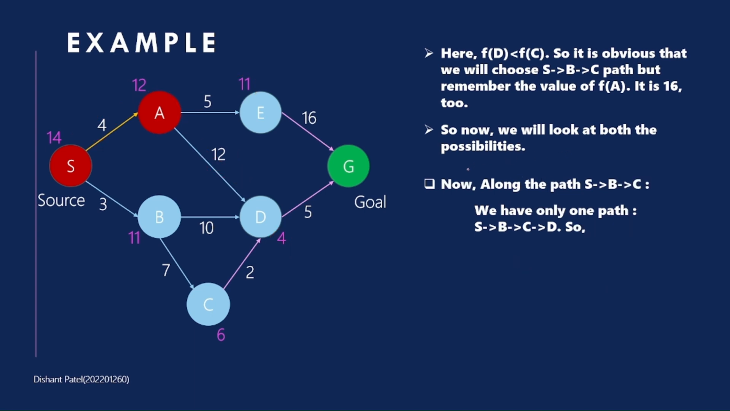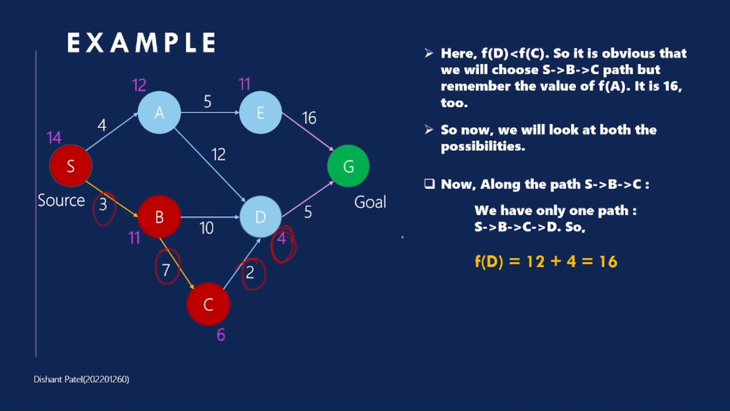And the other possibility that we have is along the path S to B and B to C. Okay, so now we are at this node C, and we can only go to the node D. So we will find f of D along this path S to B and B to C path. So f of D value will become 3 plus 7 plus 2 is the actual cost, and 4 is the heuristic value. So actual cost is 12, and the heuristic value is 4. So f of D will become 16.